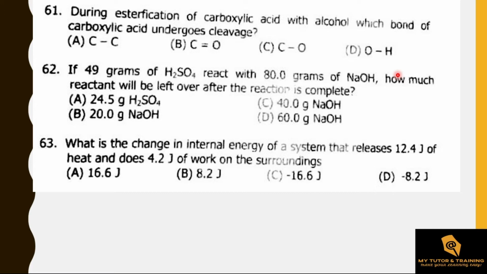Let's come to question number 62. Question number 62 says, if 49 grams of sulfuric acid react with 80 grams of sodium hydroxide, how much reactant will be left over after the reaction complete?